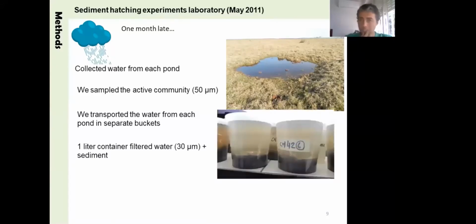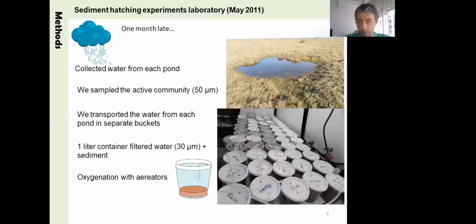In each container for the incubation, we placed the slice of sediment and approximately 1 liter of water, and this is how the containers look. The oxygenation of the water was done by aerators.